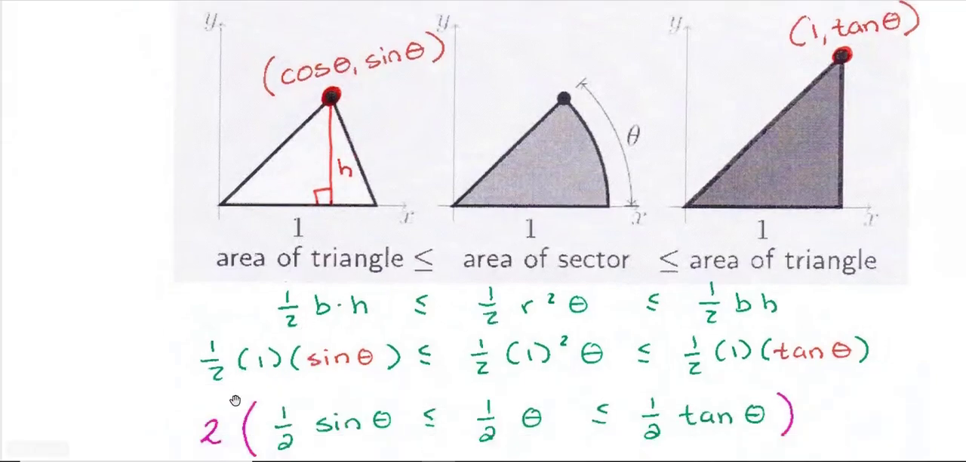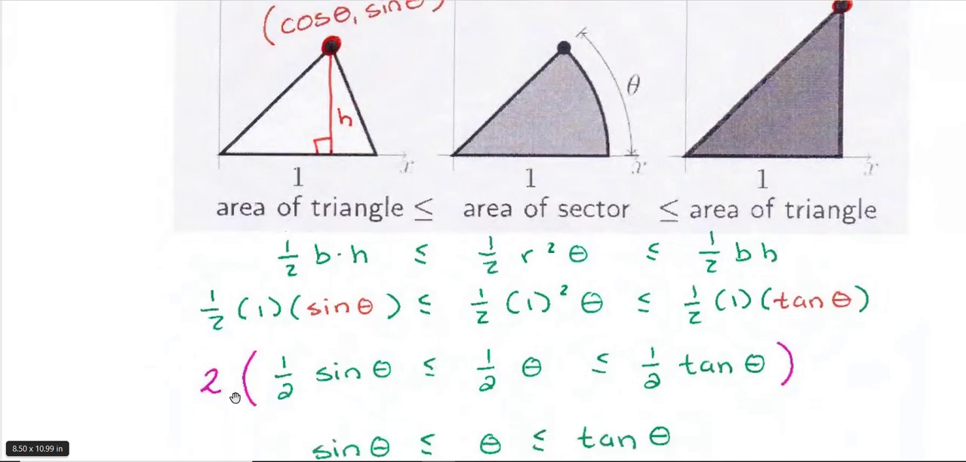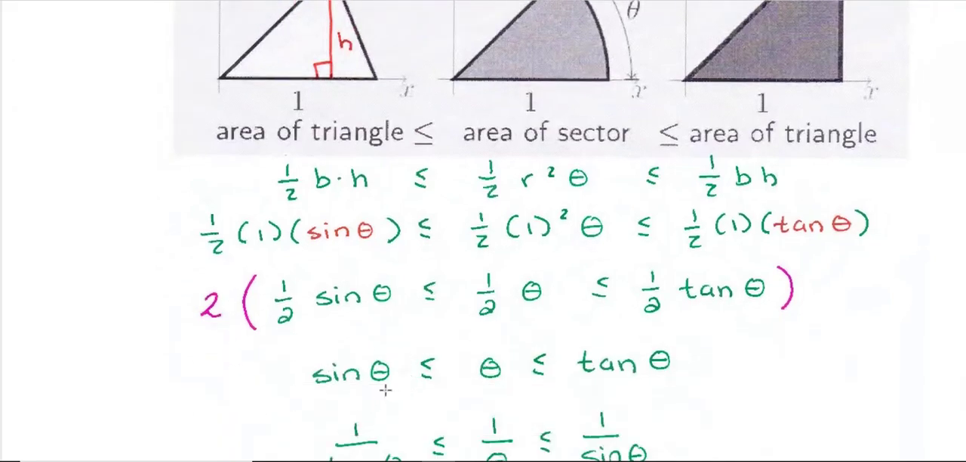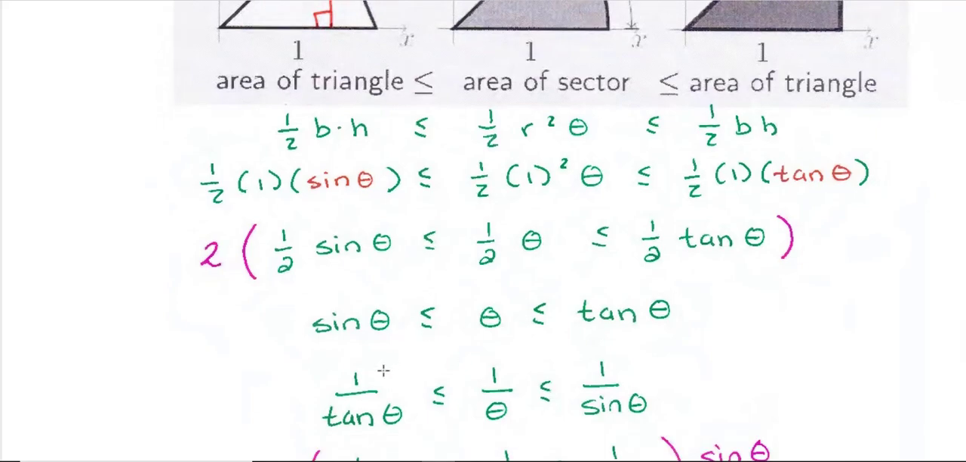So now I am going to multiply everything by 2 to get rid of those 1/2s. And when I do, I have that the sine of theta is less than or equal to theta, which is less than or equal to the tangent of theta. Now, I'm going to write this differently. I'm going to rewrite this as 1 over tangent of theta is less than or equal to 1 over theta, which is less than or equal to 1 over sine of theta.